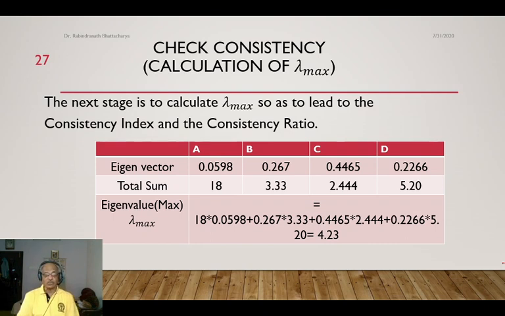And for checking the consistency, what we should do is find out the eigenvalue. Now for the eigenvalue, you will have to write down the eigenvector. From the previous slide, we can write down all these eigenvectors.